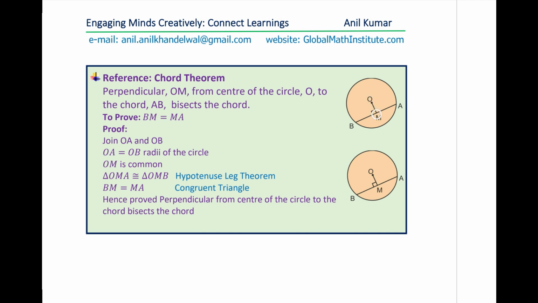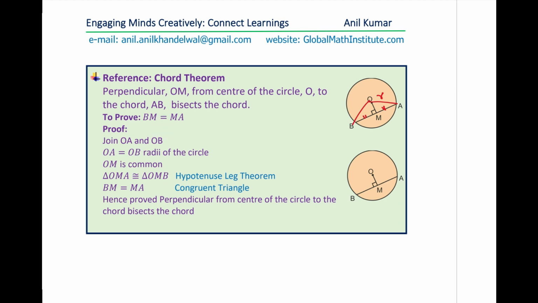You recall hypotenuse leg theorem? Right. So we can say that BM is equal to MA. Hence, proved: perpendicular from the center of the circle to the chord bisects the chord. Right? So that means BM is equal to MA. So when you connected O with B and A, you form these two right triangles which are congruent. In all our examples, that is the situation.